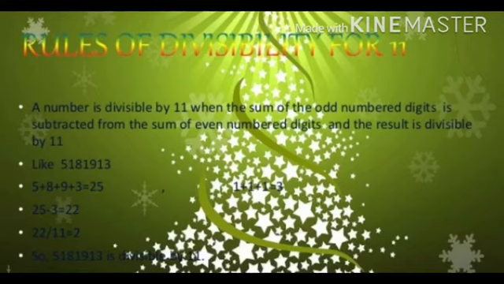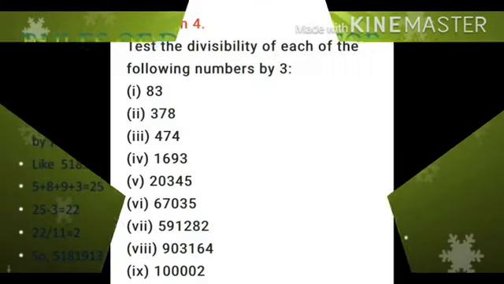5181913. The sum of the odd numbered digits is 5 plus 8 plus 9 plus 3, which is equal to 25, and the sum of the even numbered digits is 1 plus 1 plus 1, which is equal to 3, and their difference is 22, and 22 is divisible by 11. Yes, 11 times 2 is 22. So this whole number 5181913 is divisible by 11.